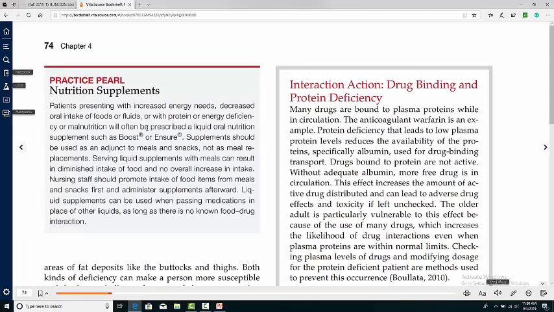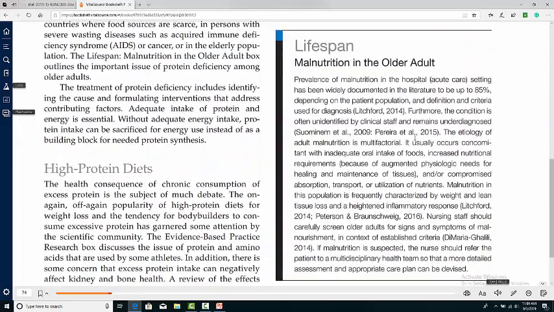Many people are aware that there are nutrition supplements in use in clinical settings such as Boost or Ensure, so there's some reference being made to this right here. Definitely something you want to take a moment to read, and a very important box on this page is the interaction between drugs and protein.